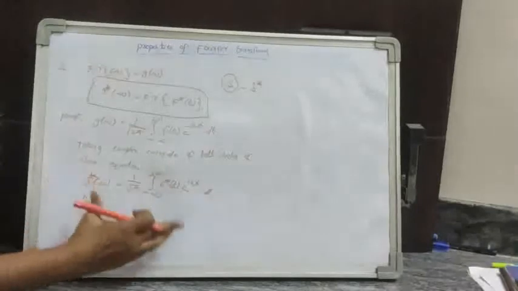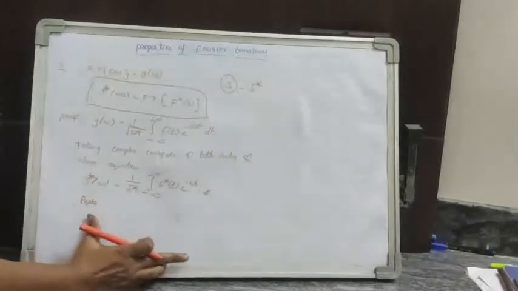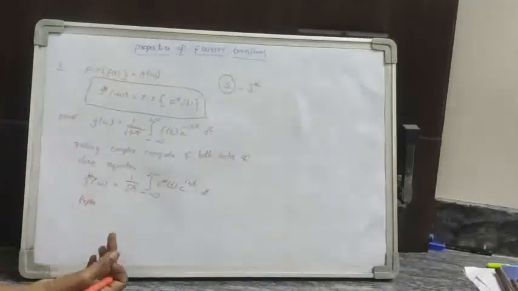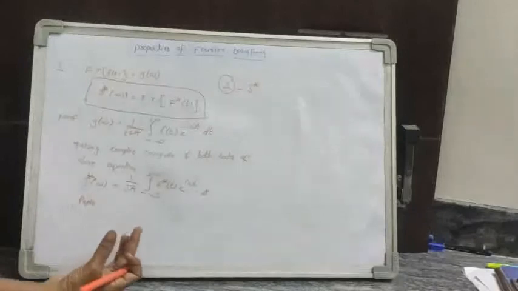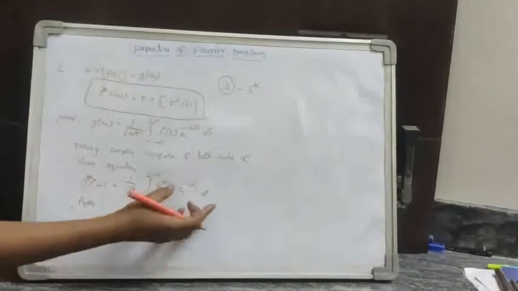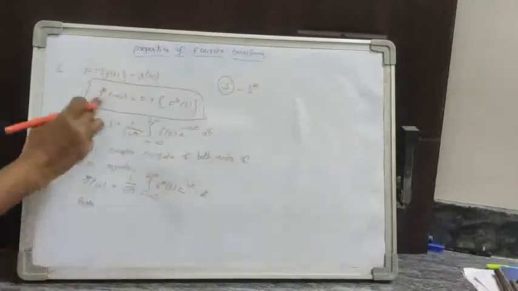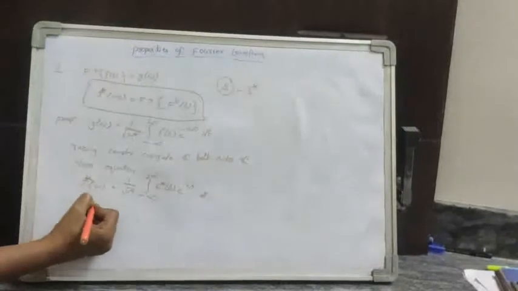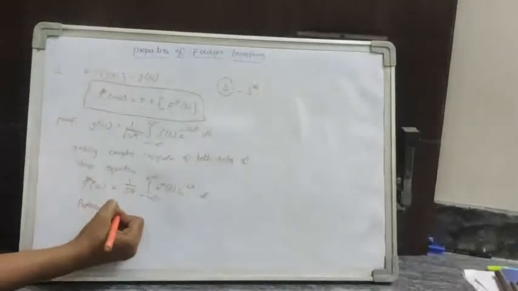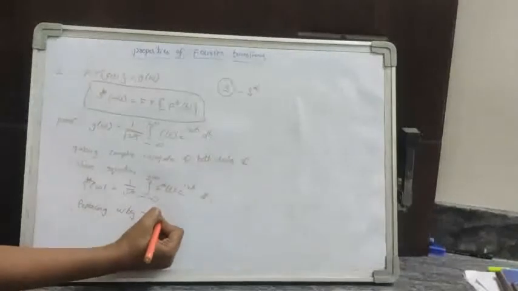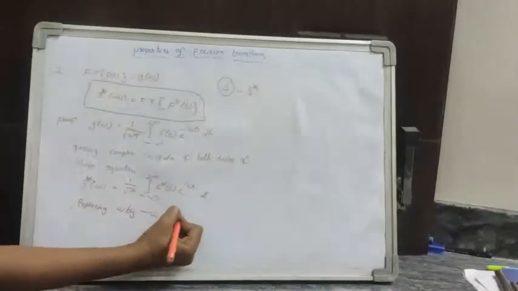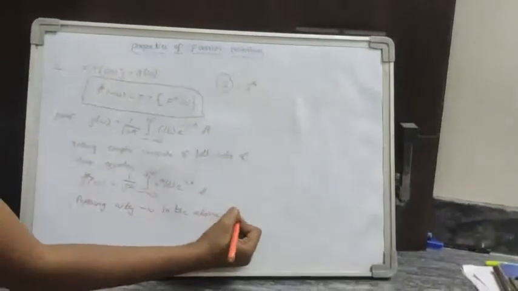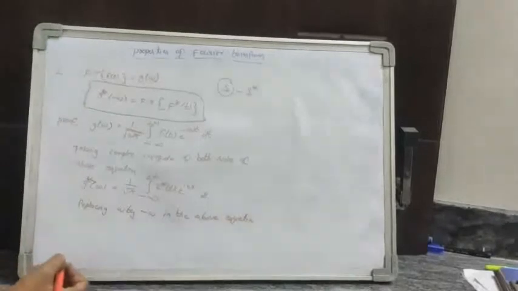Why do we have to follow all this procedure? In order to satisfy the given expression, we have to consider the situations of the given parameters to satisfy the required condition. Now replacing omega by minus omega in the above equation. Now what will you get?